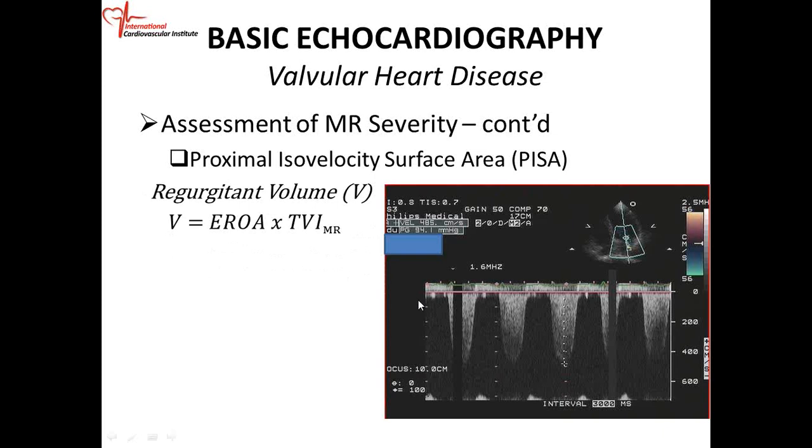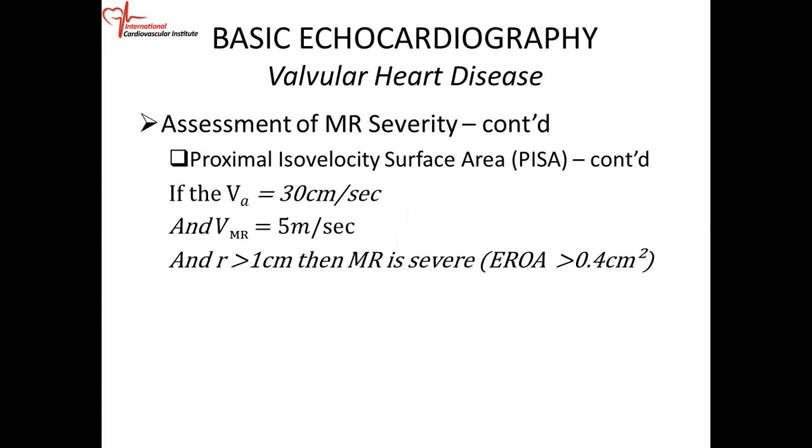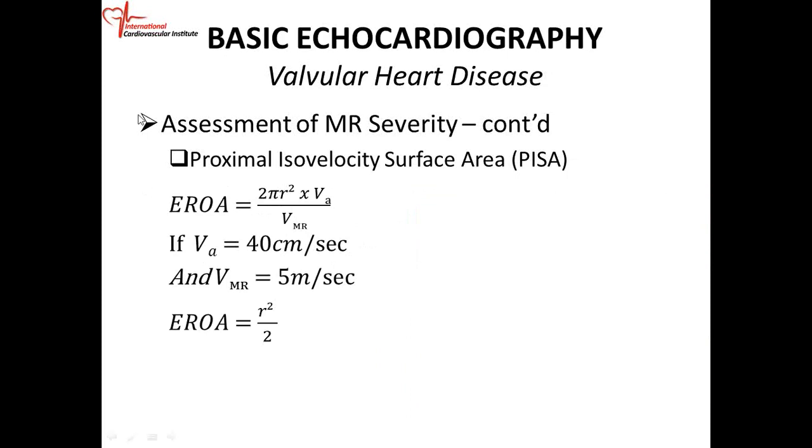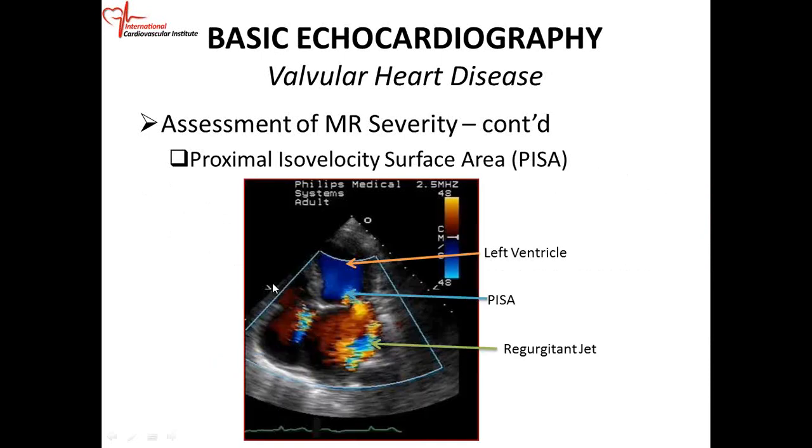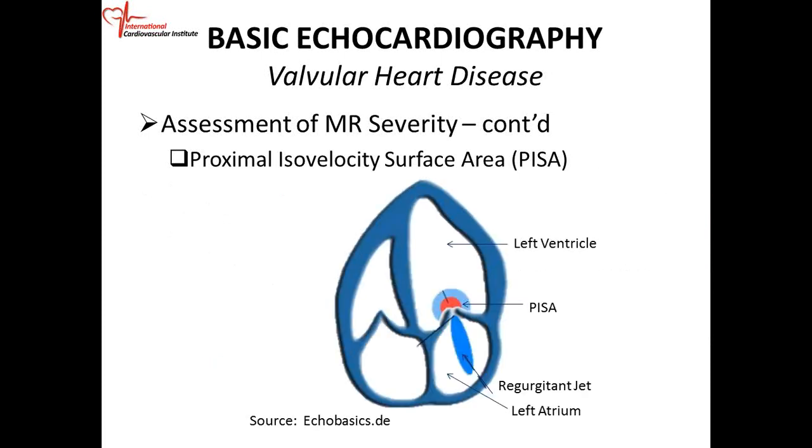All right. So it's important to measure the regurgitant volume or regurgitant flow. Remember, we said the regurgitant flow is the EROA, the area through which the regurgitation is occurring, times the TVI. So what you do first is calculate the EROA, and we went through the method of calculating the EROA. You have to calculate that first.